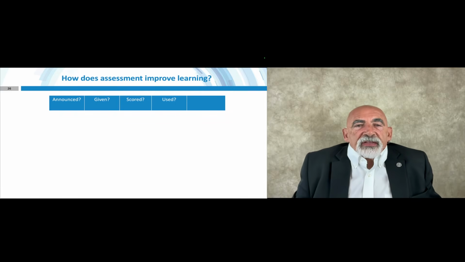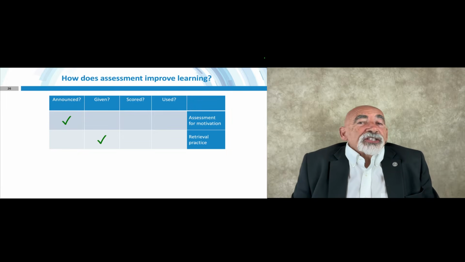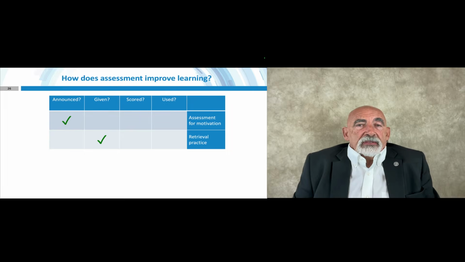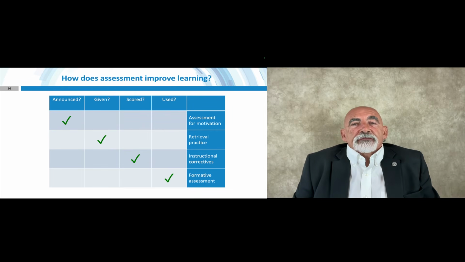So here's a summary of that. If I just announce an assessment, I get assessment for motivation. That's a form of assessment for learning. If I actually give the assessment, then students get retrieval practice. That's a form of assessment for learning. If they find out that what they thought was correct is incorrect, that's a form of assessment for learning. It's an instructional corrective. But I would say it's only formative if the evidence is actually used.